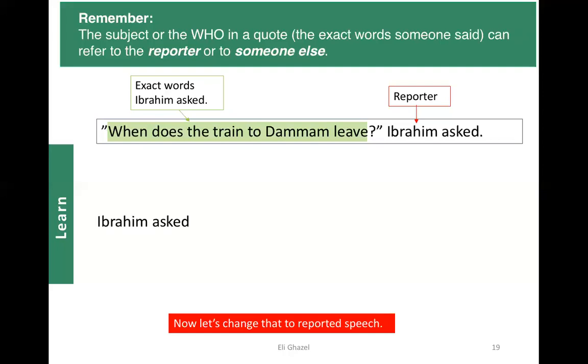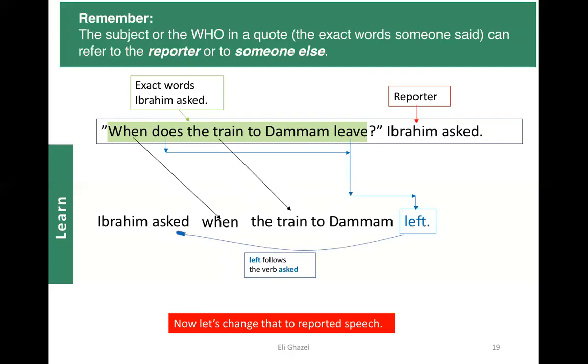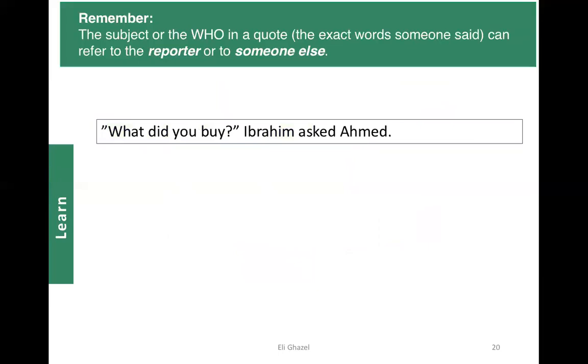We go back to the reporter, Ibrahim asked, and we have to start with the question word, when, but it has a does. So we need to drop that does and put the train to Dammam. Now, since we have asked this in the past and leave is not, we need to convert leave to left because left follows the verb asked. Let's try another one. What did you buy? Ibrahim asked Ahmed.